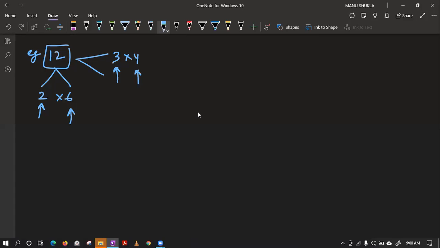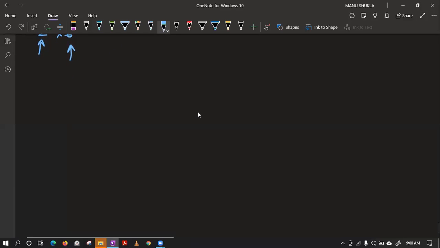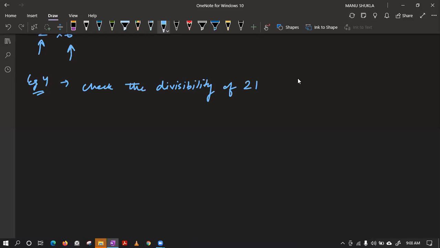Now let's see some examples before you can try the questions on your own. Example number 4. We have to check the divisibility of 21436587 by 9. Class, please check, is this number divisible by 9?